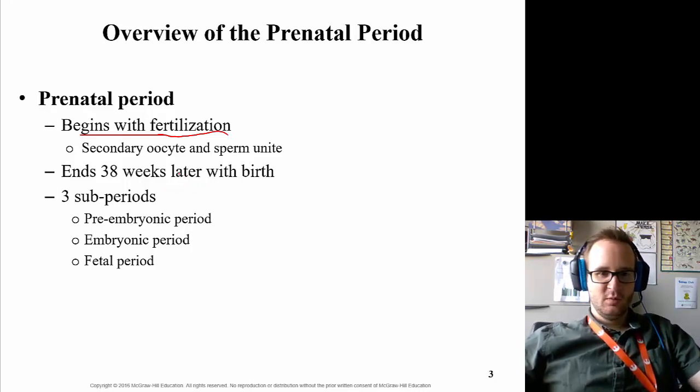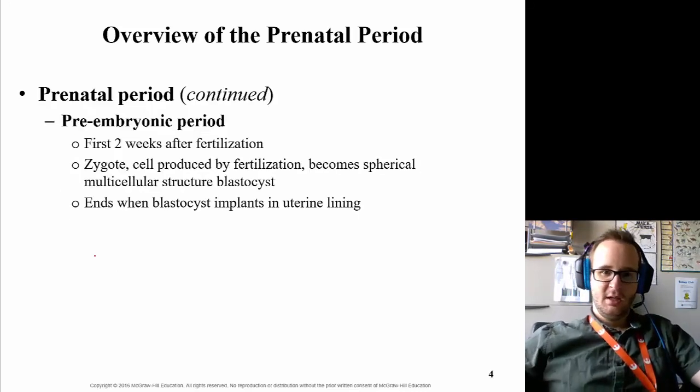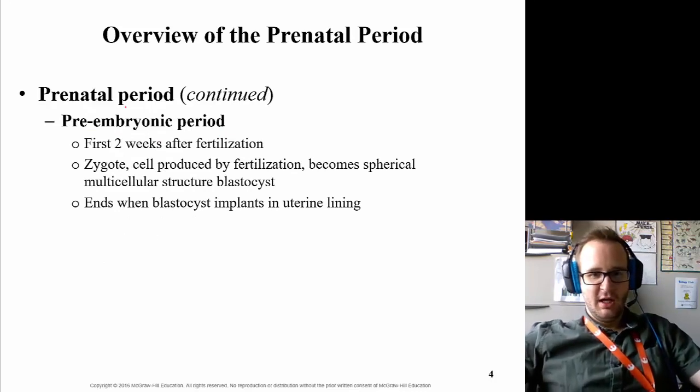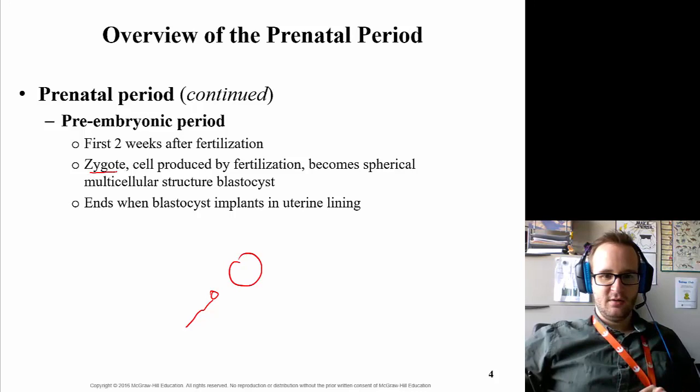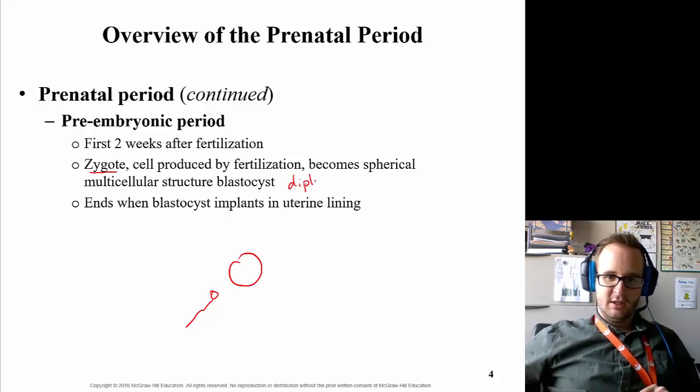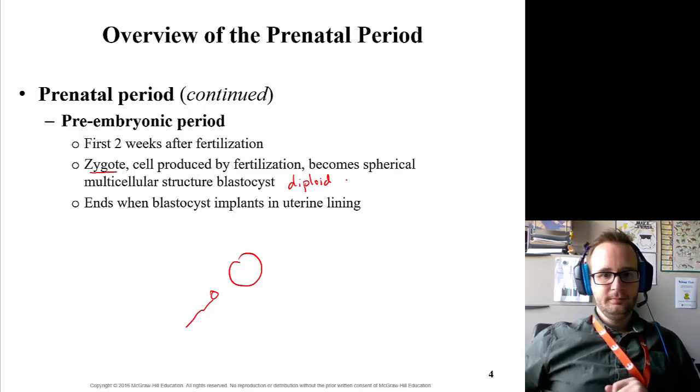And there are three periods within the prenatal period. There's the pre-embryonic period, the embryonic period, and the fetal period. And so the pre-embryonic period is just the first 2 weeks. And so this is going to be after fertilization. And so whenever you have a sperm and an egg, whenever they come together, this is going to form a zygote. And so a zygote is a diploid cell, and it is a single cell.